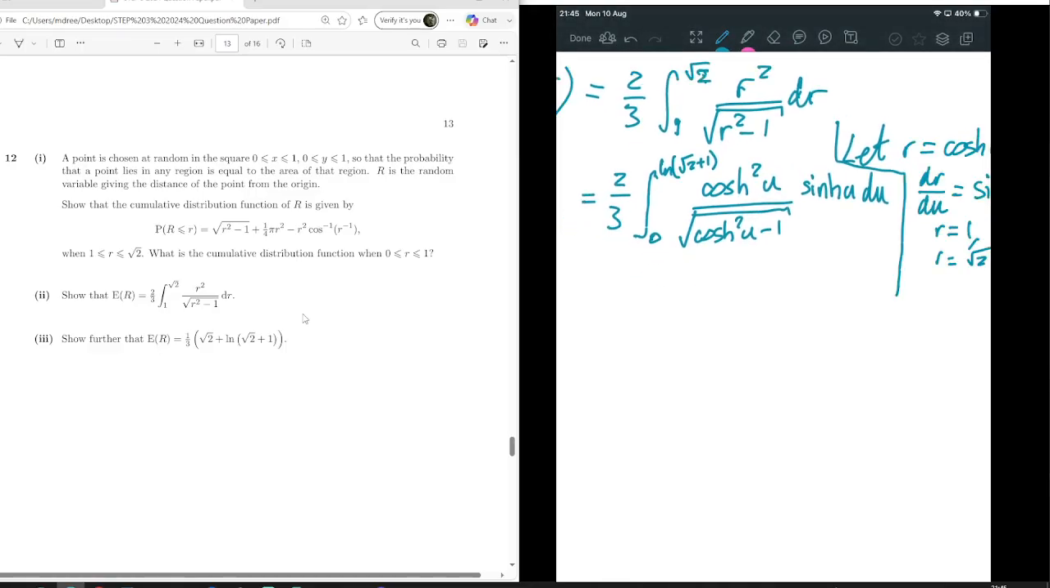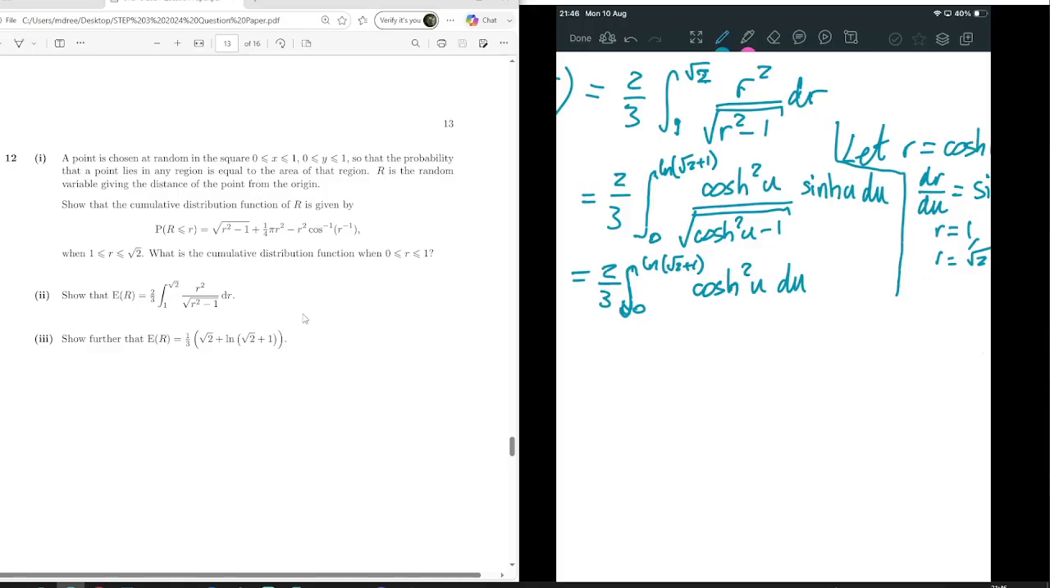So let's keep going. Let's see what this manipulates down to be. This is going to be 2/3 between the limits of root 2 plus 1. The denominator of this, cosh squared minus 1, is exactly sinh. Or is it negative sinh? It better be positive sinh. Cosh squared minus sinh squared is equal to 1. So yeah, it's positive sinh, which cancels with the sinh that we have. So I'm left with cosh squared u du.